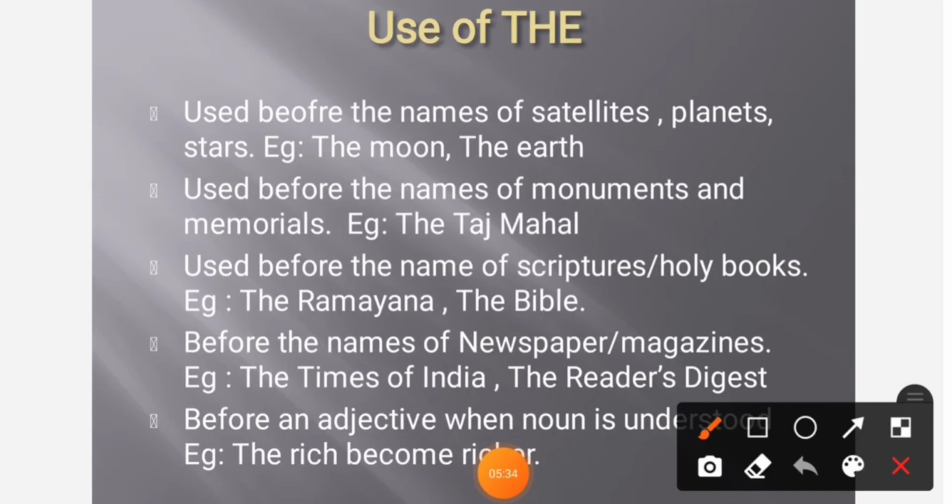Here we have a few more uses of the article 'the'. It is also used before the names of satellites, planets and stars. For example, the moon, the earth. These are all heavenly bodies, and before their names we can use the article 'the'.